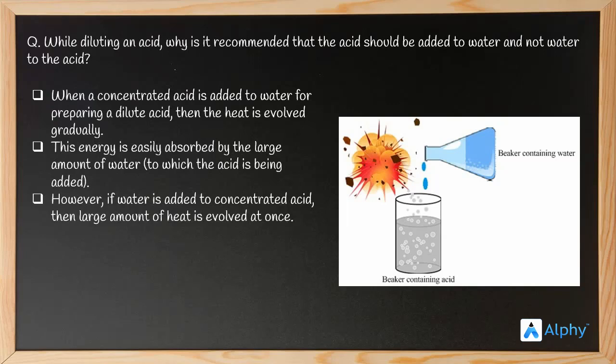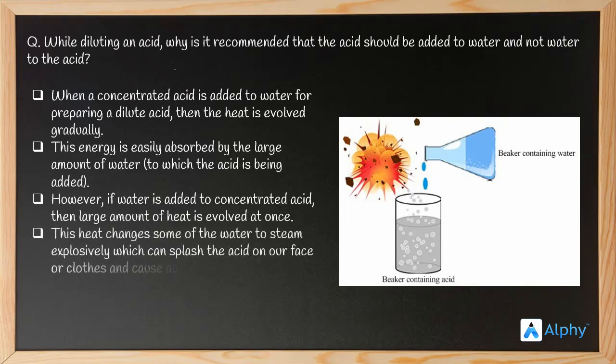So this tremendous heat which is formed can damage and destroy everything. Let's see why and how. This heat changes some of the water to steam explosively, which can splash the acid on our face or clothes and cause acid burns. So this is how acid can actually destroy us.